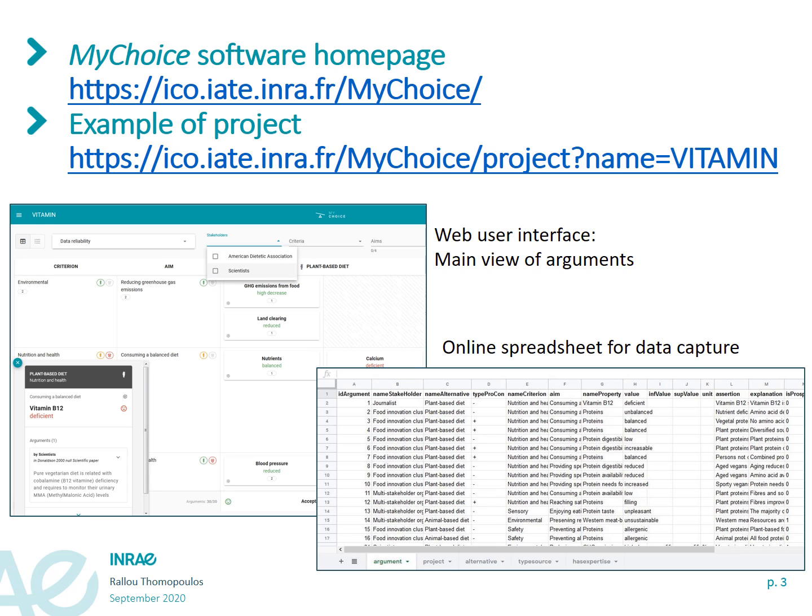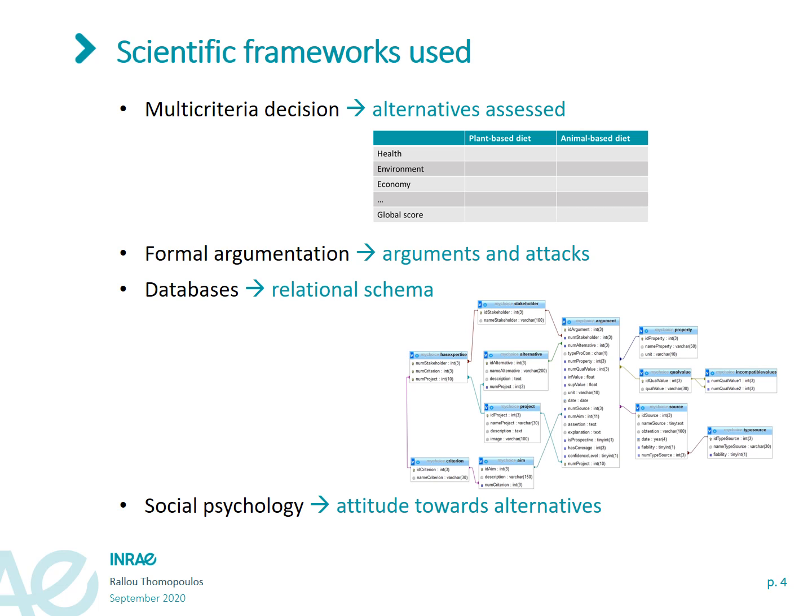The homepage of the tool, as well as an example of project concerning the choice between plant or animal-based diets, can be consulted online. Several scientific frameworks are used. Multi-criteria decision, since several alternatives are assessed regarding different criteria, such as environment, economy, and so on. Argumentation, since arguments in favor and against each alternative are stated. They replace, in a qualitative way, the numerical evaluations which are classically used.